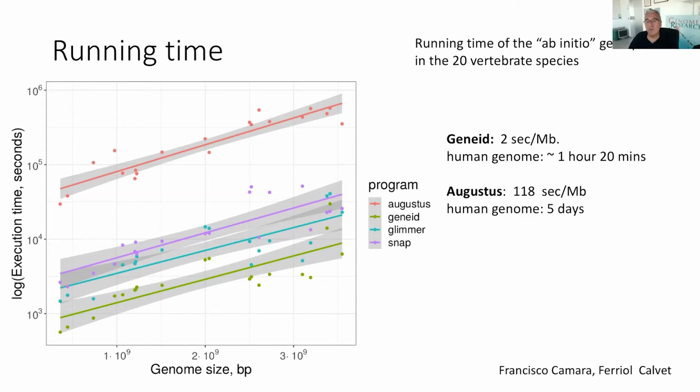Well, Augustus requires 5 days. And you may say, well, this is of course using maybe just one core or two cores, I don't know. And you may say, well, of course you can scale this. You now have very powerful computers, and you can just put 100,000 processors in common, and you can speed up.